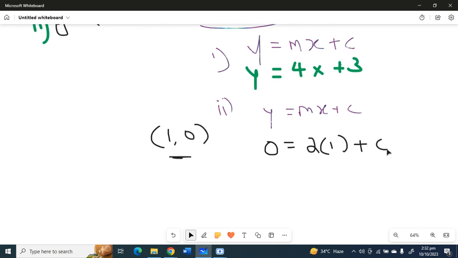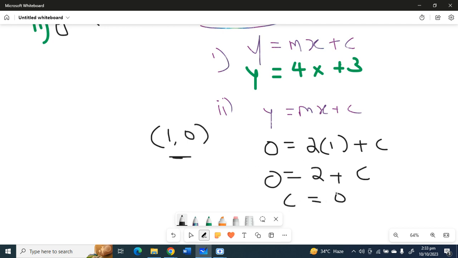So I want to find the value of c. So it's going to be 0 equals 2 times 1, that is 2, plus c. So to get the value of c, we take this 2 over to the left-hand side. So c equals 0 minus 2. It gives us negative 2. So that is our y-intercept, negative 2.